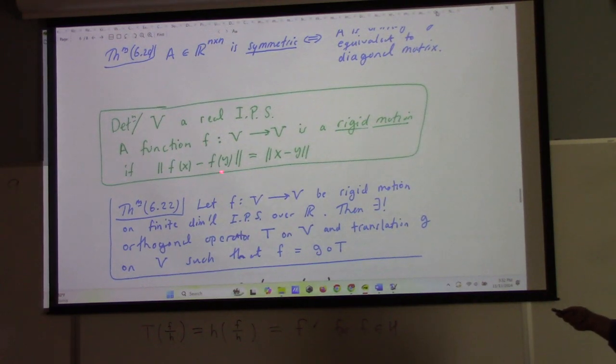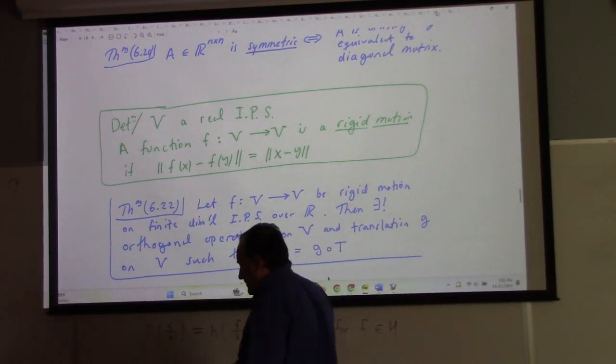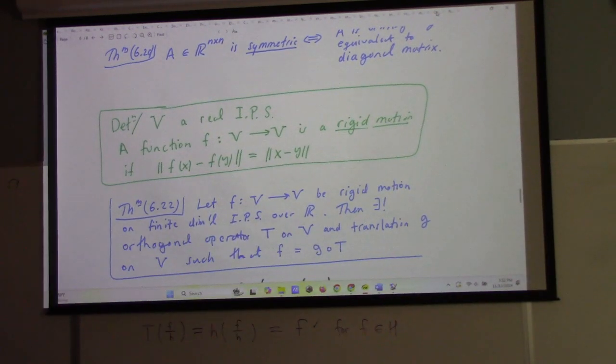Notice that there's no assumption of linearity in this definition. So in this theorem, we're saying that preservation of distance implies linearity. That's not easy to prove. So I'll just say that. I like to prove that in abstract algebra. I think that's the right place for that to be proved, not here.